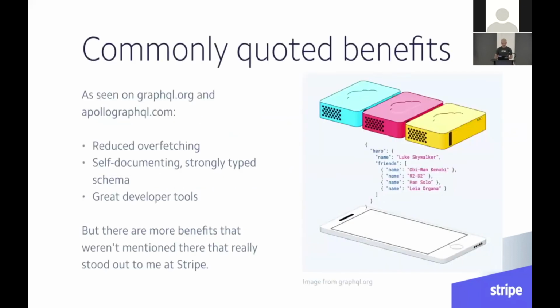So just to recap the commonly quoted benefits, maybe no overfetching. You don't have to fetch data that you're not going to use. GraphQL is self-documenting and has a strongly typed schema. There's really great developer tools and libraries around it because there's this huge community. But here are a couple of things that really stood out to me.